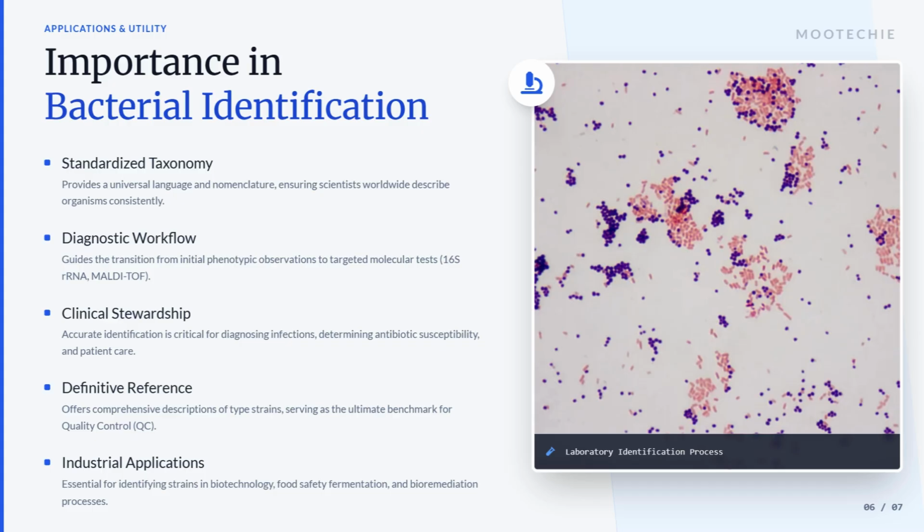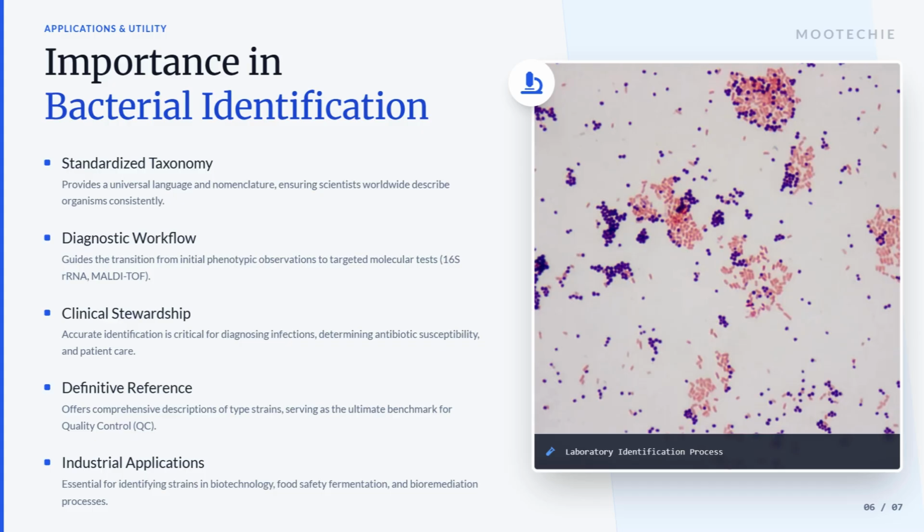It is critical for clinical stewardship. Accurate identification of a bacterial pathogen is the first and most crucial step in diagnosing infections, determining the correct antibiotic susceptibility, and ultimately ensuring proper patient care. It serves as a definitive reference. The manual offers comprehensive descriptions of type strains, which serve as the officially recognized reference specimens for a species. These serve as the ultimate benchmark for quality control in laboratories.